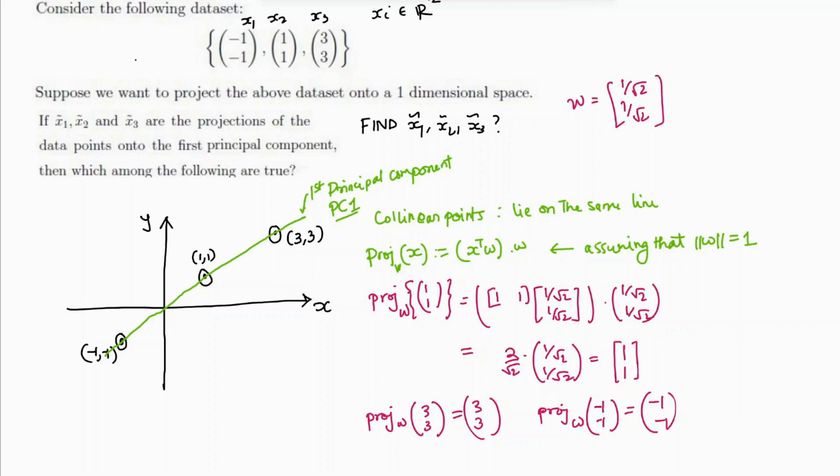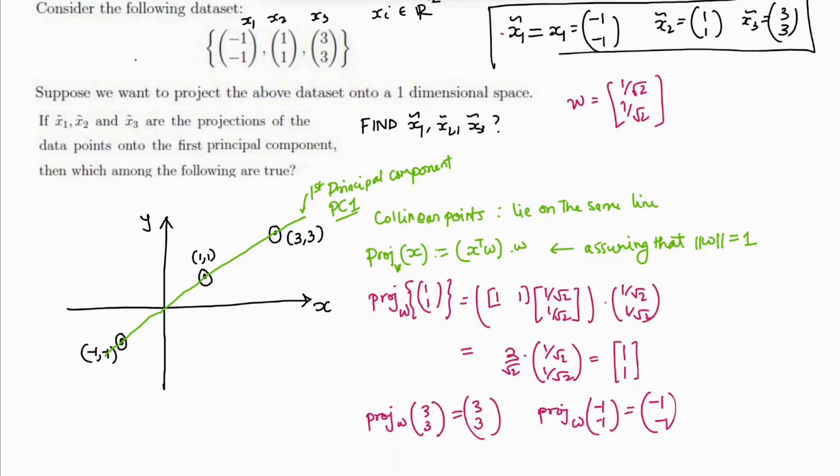So the final answer would be that x1 tilde is nothing but x1, which is -1, -1. Similarly, x2 tilde is equal to 1, 1, and x3 tilde is equal to 3, 3. This is the final answer.